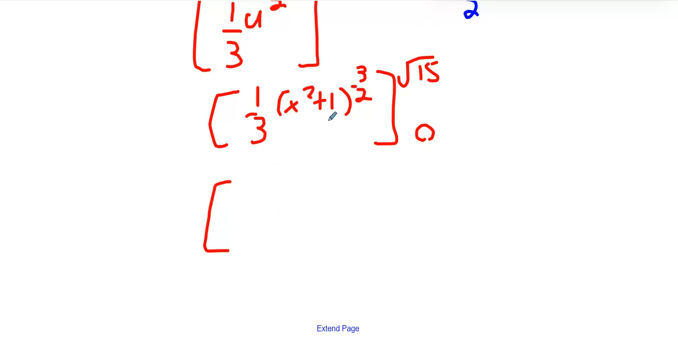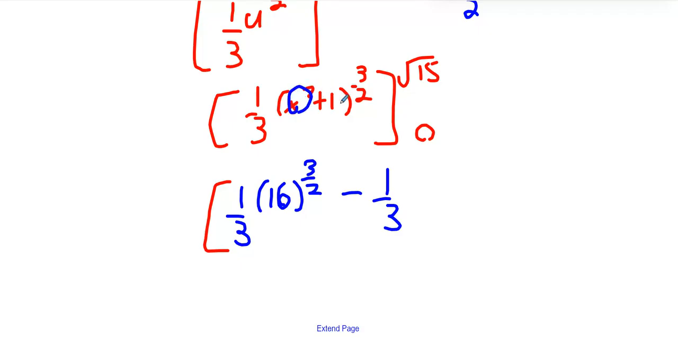If I'm being slightly lazy, that's going to be 15 plus 1, isn't it? So it's going to be a third, 16 to the power of 3 over 2. The second one is going to be minus a third. That's going to be 0, isn't it? So it's going to be a third, 1 to the power of 3 over 2. And 1 to the power of 3 over 2 is just 1, isn't it?